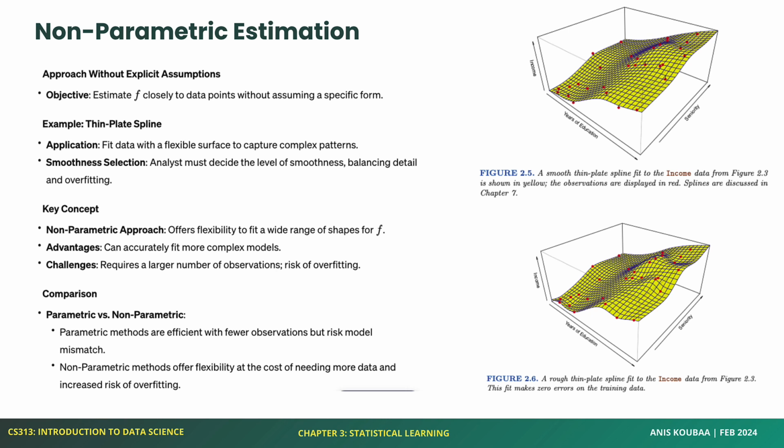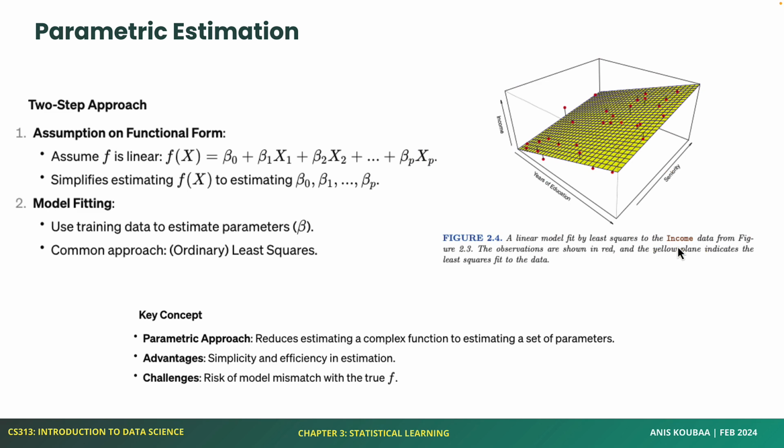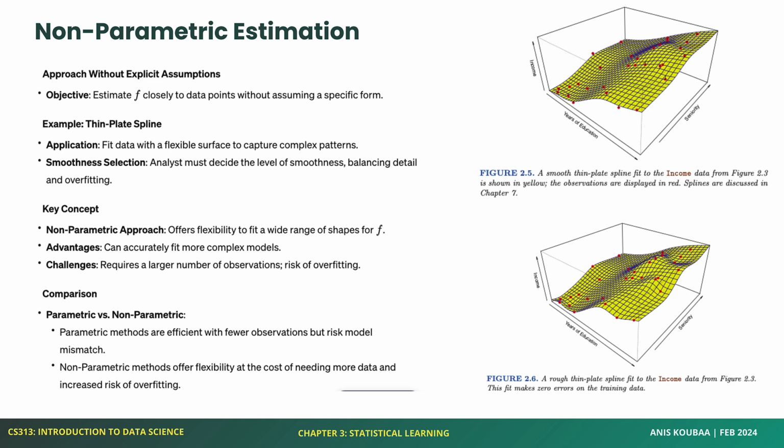Okay, and the challenge is that non-parametric requires a large number of observations because there is a risk of overfitting, of course. Here there is a risk of underfitting. The model is too simplistic. And here, in two-dimensional space, we have either one line or a polynomial regression. This is like a polynomial regression, maybe in three-dimensional space.